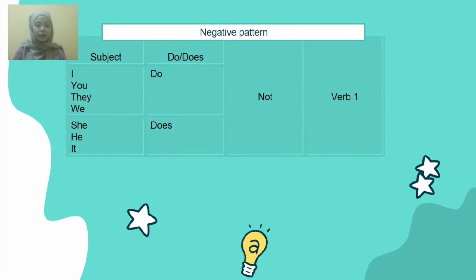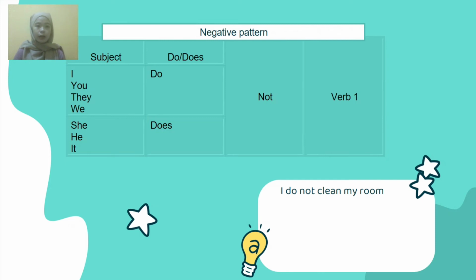Next, negative pattern. The simple present tense negative sentence is the subject followed by do or does, then not, and verb 1. The use of do or does depends on the subject of the sentence. If the subject is singular, use does. However, if the subject is plural, use do. Don't forget, because the sentence is negative, we add not.